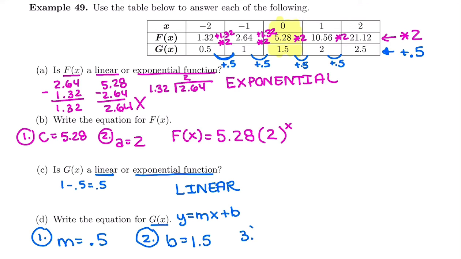And then our last step is to write it as a function. So g of x equals mx plus b, 0.5x plus 1.5.